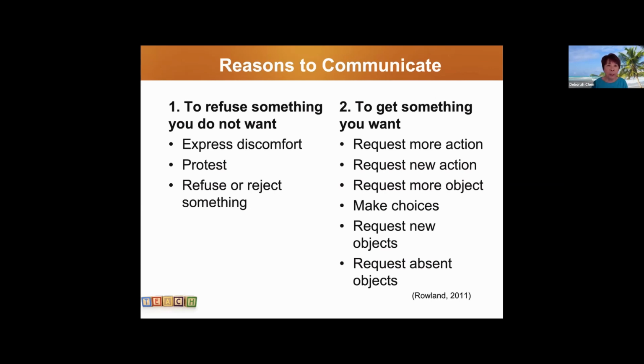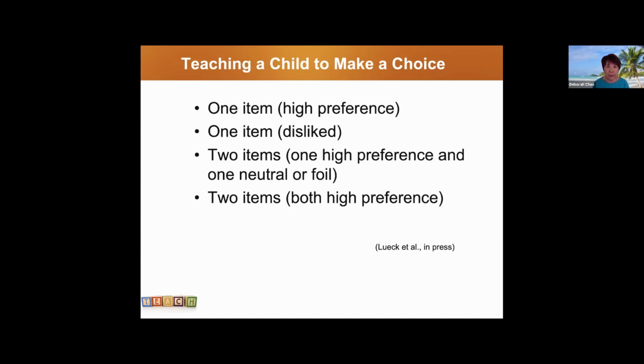So these are reasons to communicate. First is refusal, I don't want to do something: to express discomfort, protest, refuse, or reject. Think about how children without words can express these. The second is, I want something. I want more of an action, or I want a different action. I want more of this object. I want to make a choice. I want a new object, or I want this thing that's not here, it's absent. So let's look at a few of these.